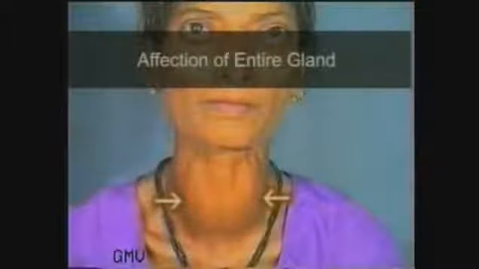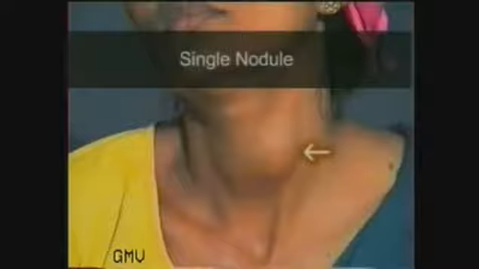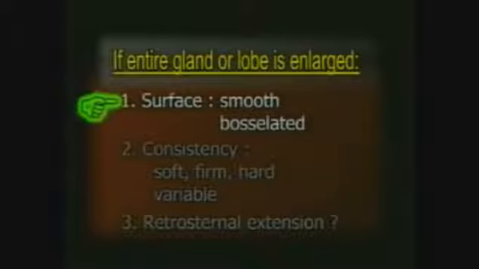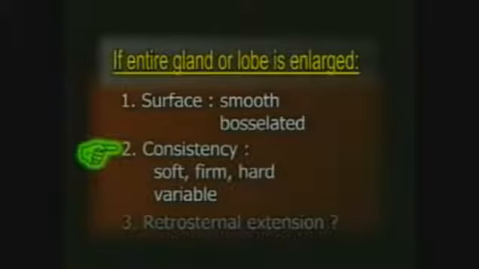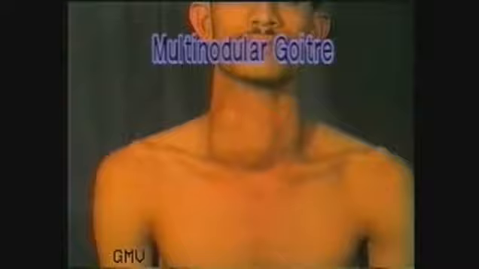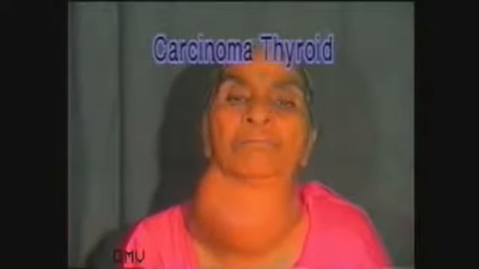During palpation, first you should determine whether the entire thyroid gland is enlarged, or is it an affection of only one lobe, or is it a single nodule. If an entire gland or an entire lobe is palpable, note its surface, whether it is smooth or bossellated, and its consistency, whether it is uniform or variable, soft, firm or hard. Colloid goiters are soft, multinodular goiters are firm, and carcinoma and Riedel's thyroiditis are hard to feel.